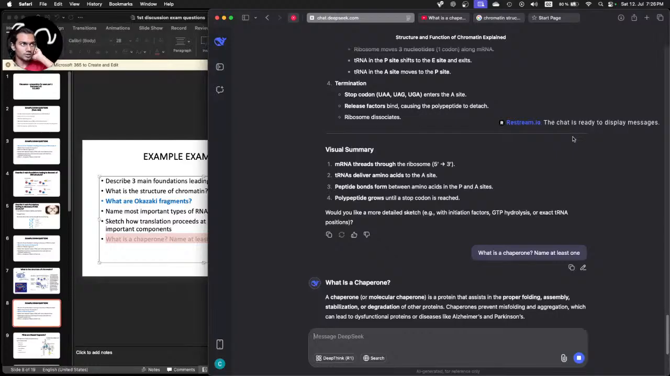Chaperone is a protein that assists in proper folding, assembly, stabilization, or degradation of other proteins.